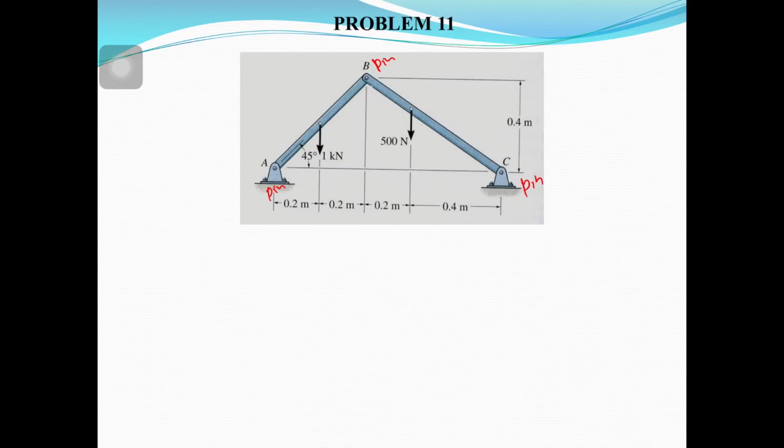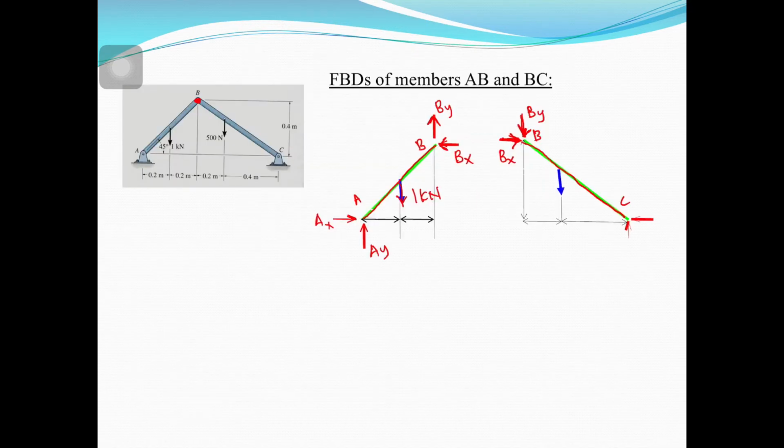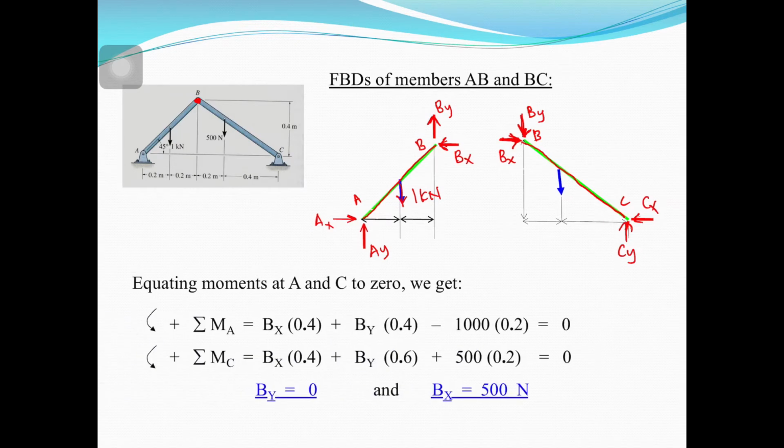Is it a two-force member? No, because they have one force here, one force here, and one force here. You have three, so it cannot be a two-force member. So draw the FBD for AB and BC. You have this one also: CY and CX. Find the reactions at the support. Find the moment at A, and the moment at C equal to 0. And then you can find BY and BX.